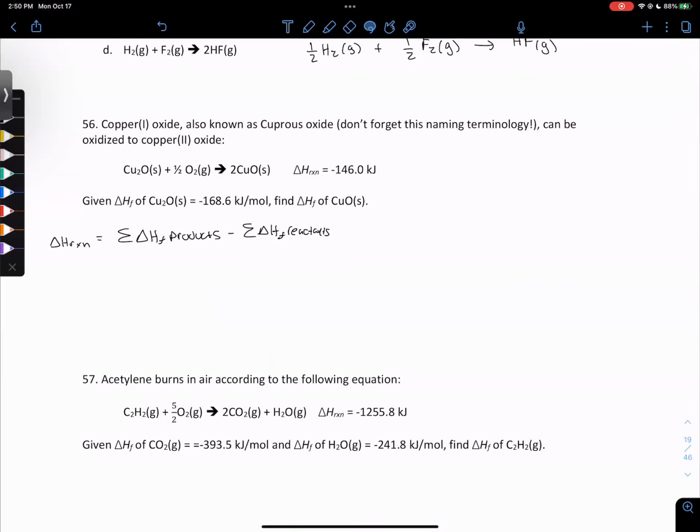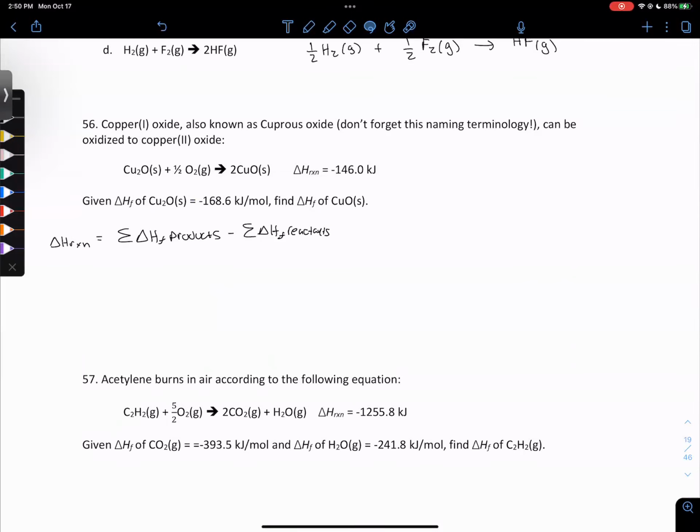So that's like oxygen gas, nitrogen, fluorine, chlorine, bromine, iodine, hydrogen, all those things, any metals that are in their solid state. They have a delta H of formation of 0. So we know the delta H of formation for this is 0.